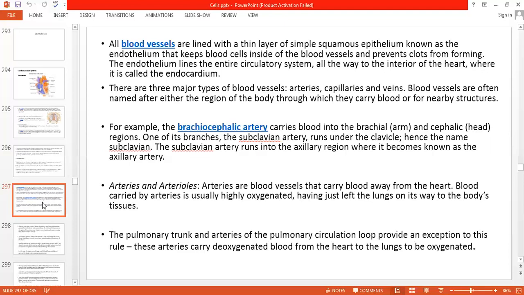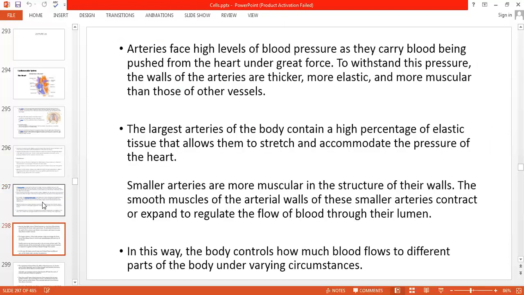This means the artery carries deoxygenated blood from the heart to the lungs, from the right heart to the lungs. And from the lungs to the heart, oxygenated blood is carried by the vein, the pulmonary vein.